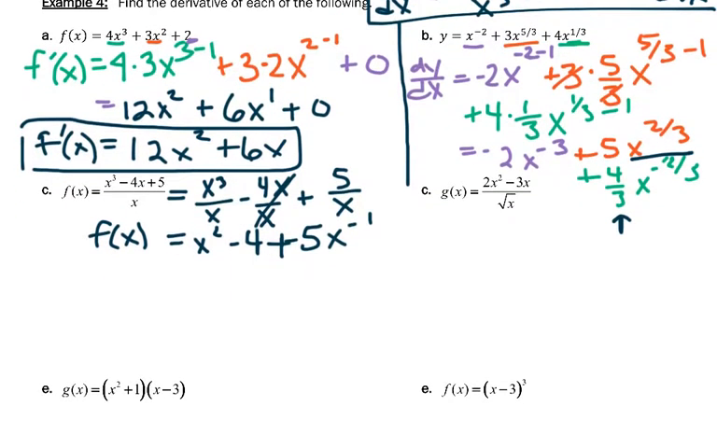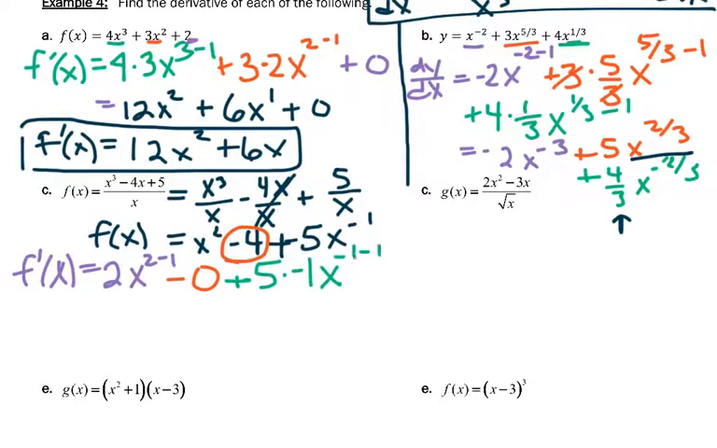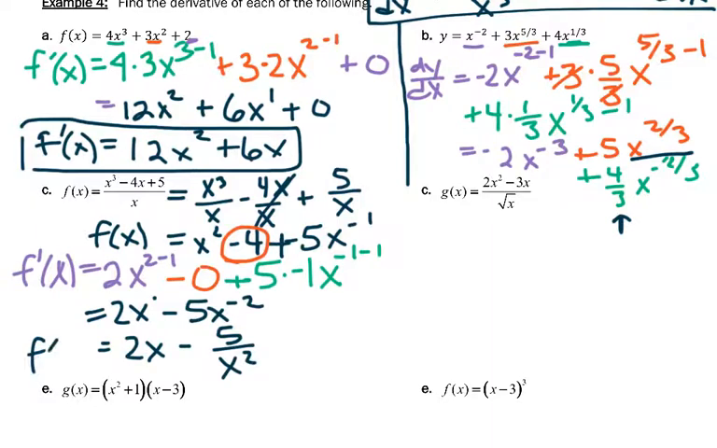Now we're ready to take the derivative. So f prime of x equals 2x to the 2 minus 1 minus, we've got negative 4. The derivative of a constant is 0, so I'm just going to put minus 0. And then plus 5 times negative 1, x to the negative 1 minus 1. So altogether, this comes out to be 2x to the 1, but we don't need the 1 power written, minus 5x to the negative 2. Rewriting that one more time, we get 2x minus 5 over x squared. And that is our derivative.